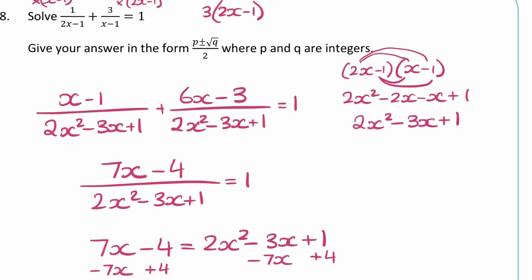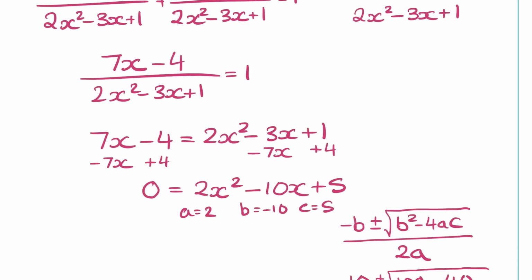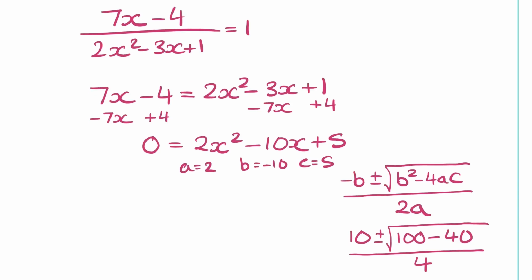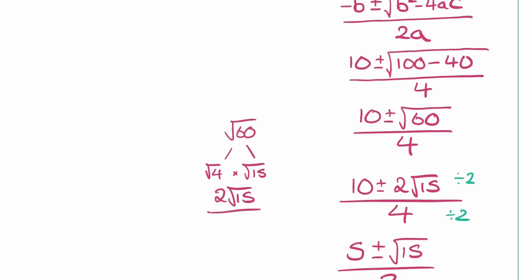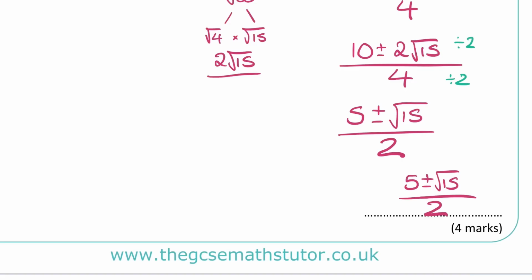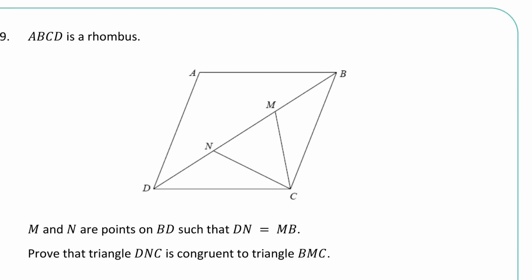Certainly not an easy question. We had some adding algebraic fractions where we had double brackets on the denominator that we had to expand. It was equal to 1. We had to multiply that over, make it equal 0, put it into the quadratic formula on a non-calculator exam, and then simplifying it all down to that final answer. So there we go. A pretty tricky question. Let's have a look at our next one.